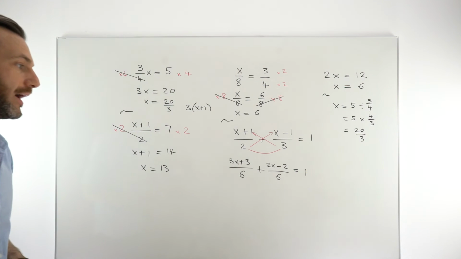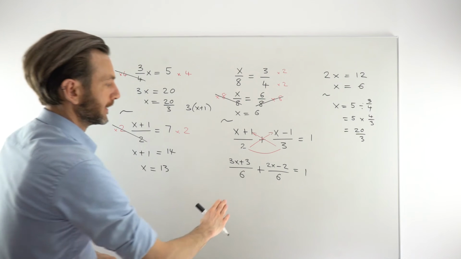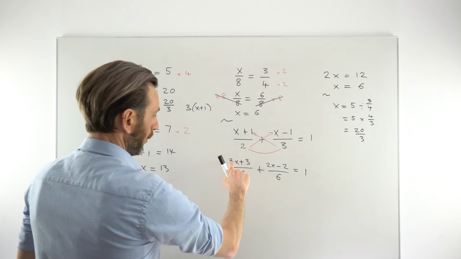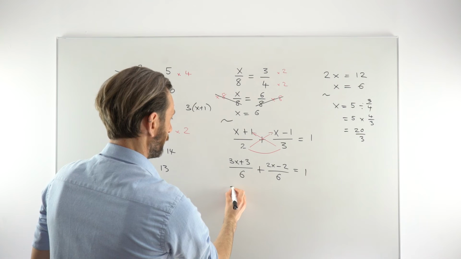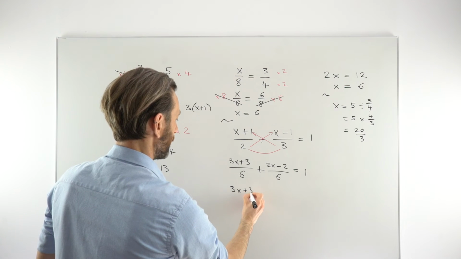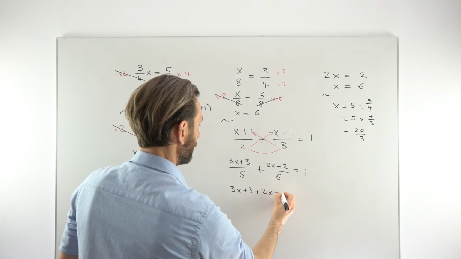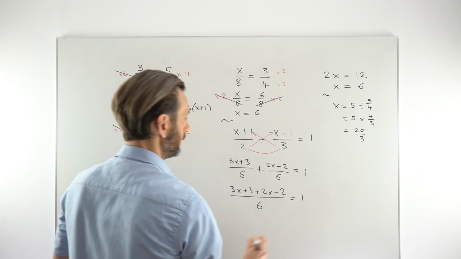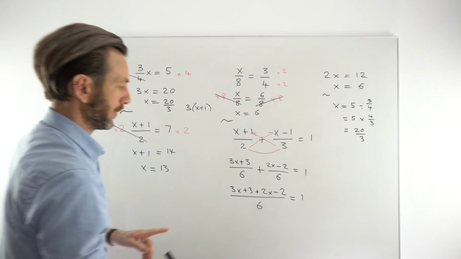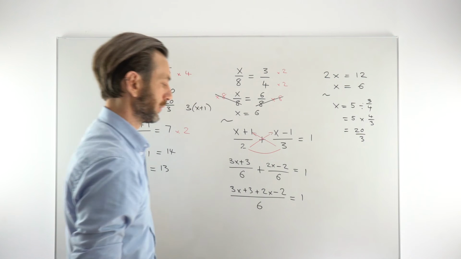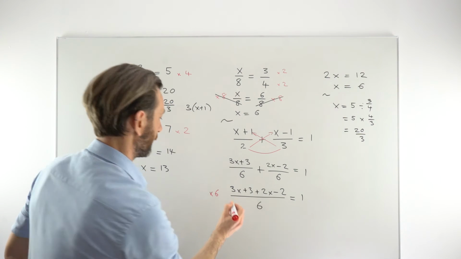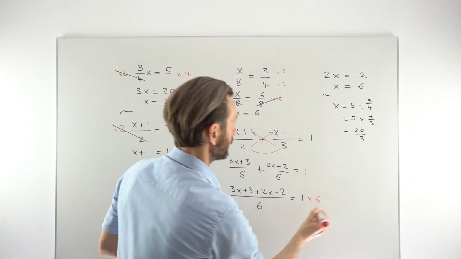So the beauty of doing that is that we now can merge these two together to make one fraction. So all of this will be the top line. So 3x plus 3 plus 2x minus 2, all of that over 6 equals 1. And the good thing about that is that we can now multiply both sides of our equation by 6 to get rid of the fraction. So times 6 over here, times 6 over here.